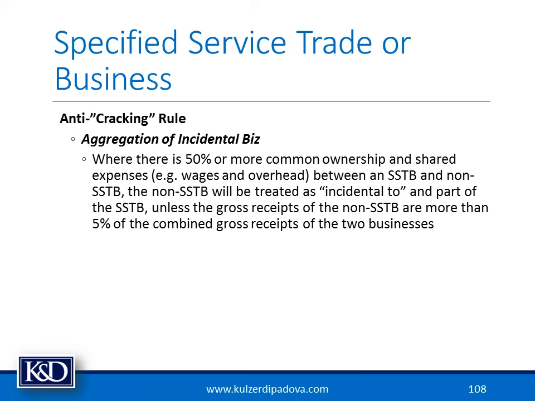And the last anti-cracking rule is an incidental rule. I've got an example coming up. So again, you need 50% common ownership, but in this case you need also shared expenses. So wages, overhead, things like that. So you don't actually have property or services or goods passing back and forth. You do have shared expenses. If the non-specified service trader business earns less than 5% of the combined gross receipts of the two businesses, it will be treated as incidental to the specified service trader business.